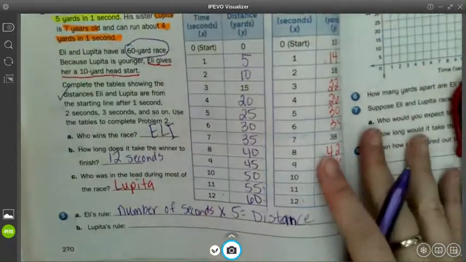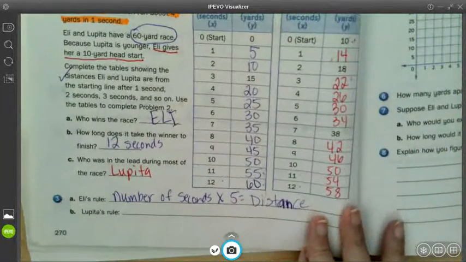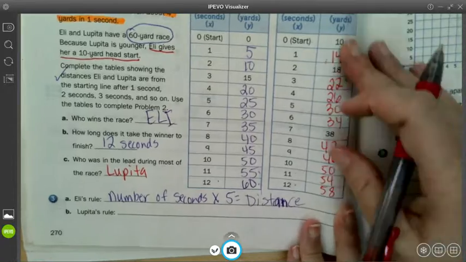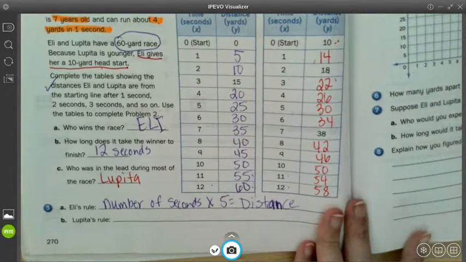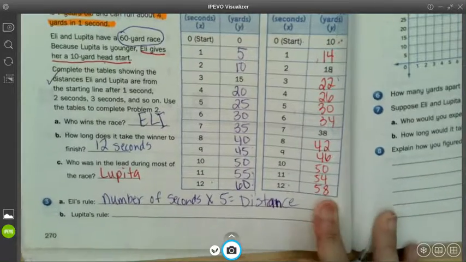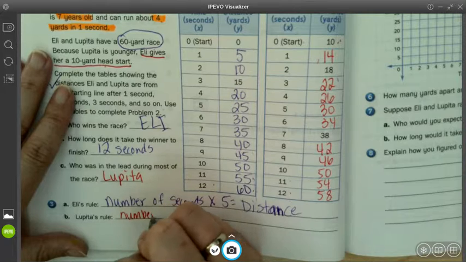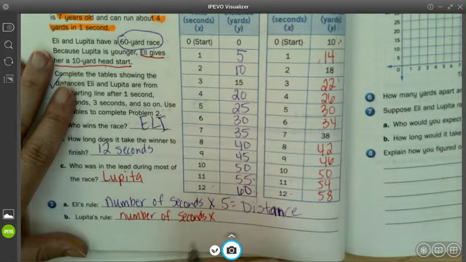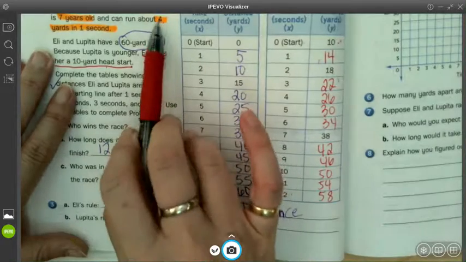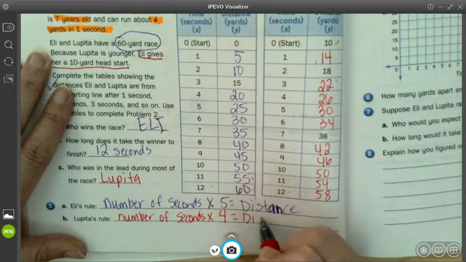Okay, see if you can write a rule for Lupita. Go ahead and pause the video if you need to and write your rule for Lupita. Okay, did you find Lupita's rule as the number of seconds times 4, because she can do 4 yards in 1 second, equals her distance?